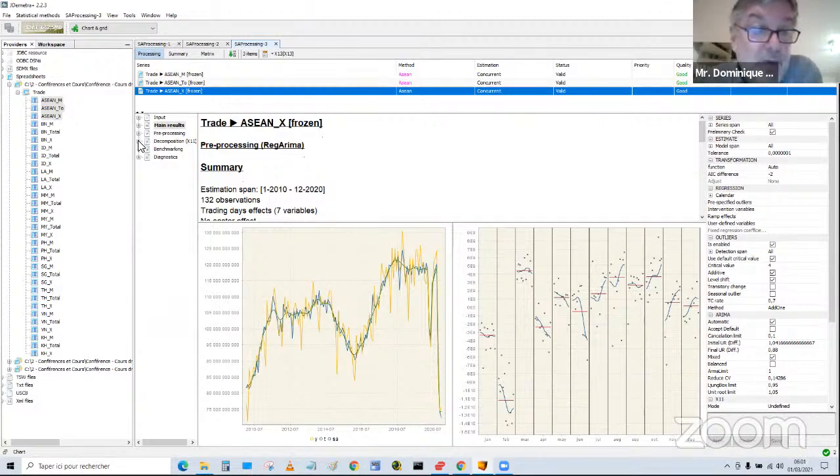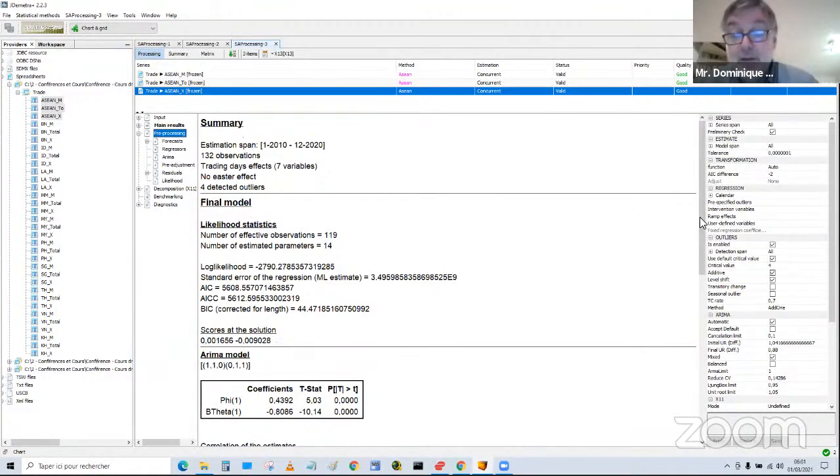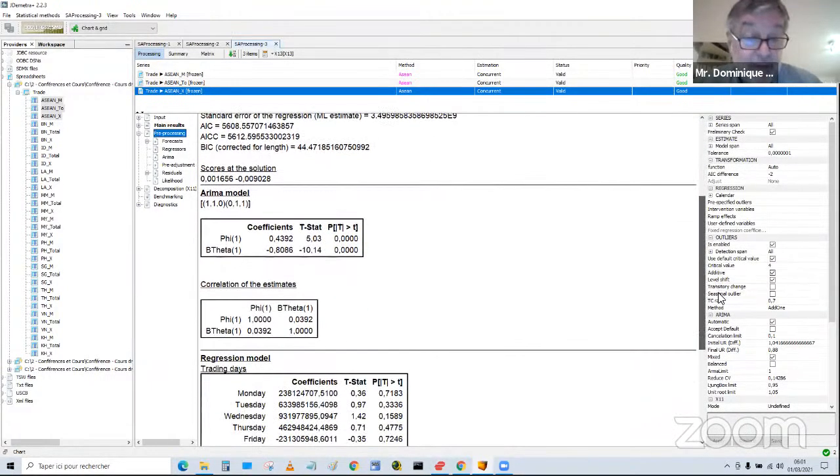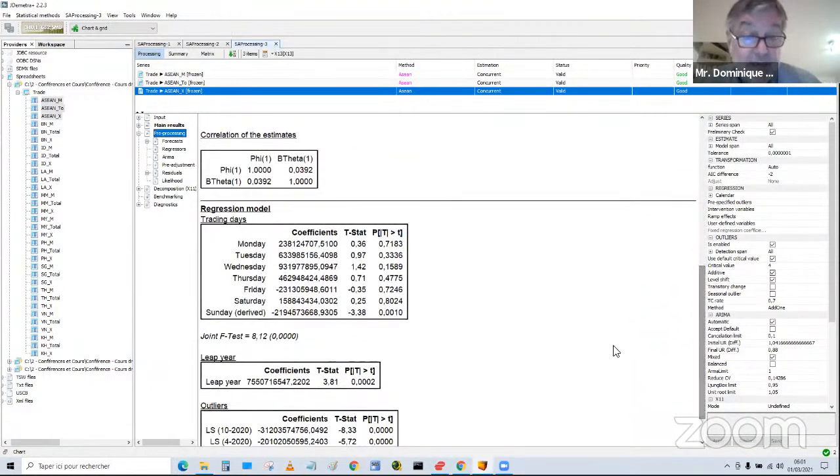If I go to the pre-processing, I can check the calendar effect, if any. Yes, I do have a calendar effect. As you see, it is expressed in level, and I have really the same pattern I already saw on the imports and in Thailand, which is the fact that you have a different impact on Sunday. So I could change things now.